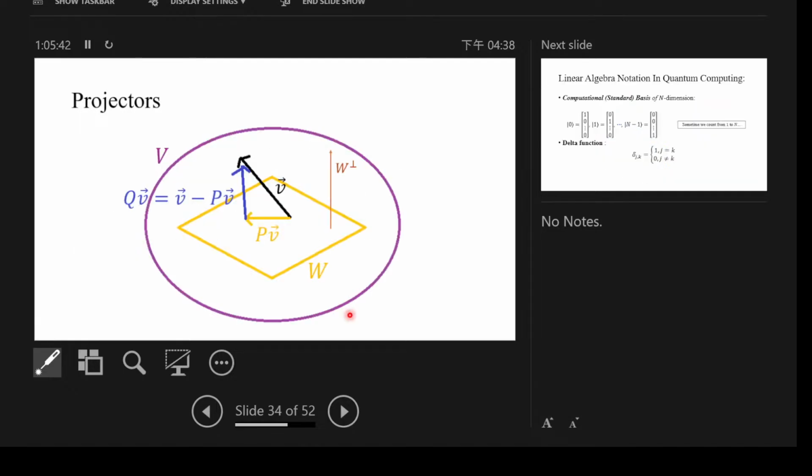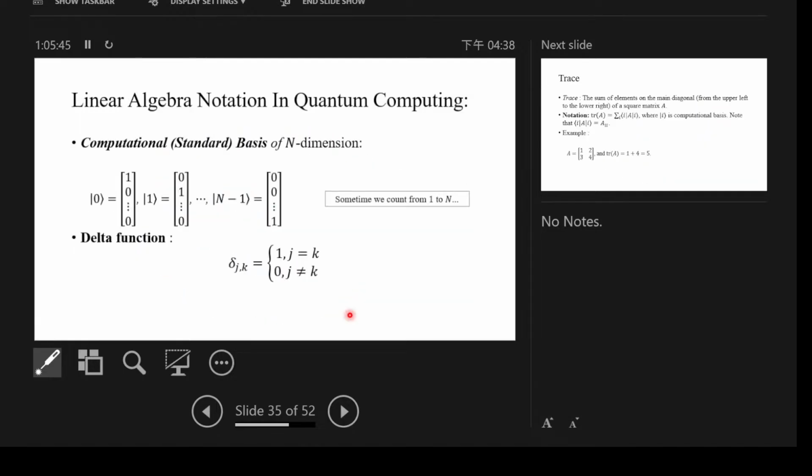If not, then let's go a bit more into notation. Those are notations that we'll use quite a bit in quantum computing. The first one is the standard basis, also called the computational basis. If we have an n-dimensional space, then the simplest basis we call the standard basis or computational basis, where the basis elements are 1, 0, 0, 0, or 0, 1, 0, 0, or 0, 0, 0, 1.